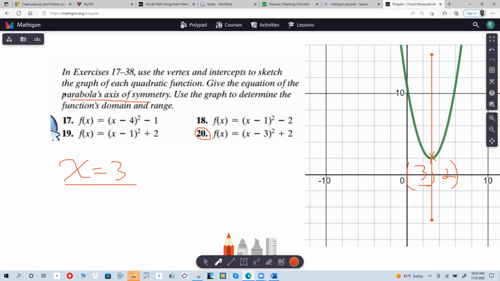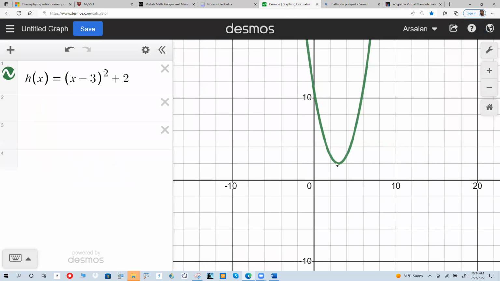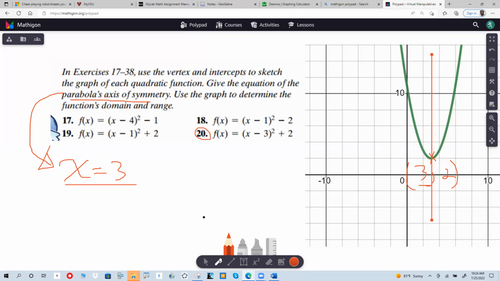That's all they want for this, not y, but x. Easy to make a mistake. I just made it. So it's a vertical line. The equation of a vertical line is simply x is equal to something. What's that something? Whichever point it goes through. And we know it's 3, 2, and we can prove it like this. Okay, x is equal to 3, not y equal to 3. Okay, we did that. Use the graph to determine the function's domain.